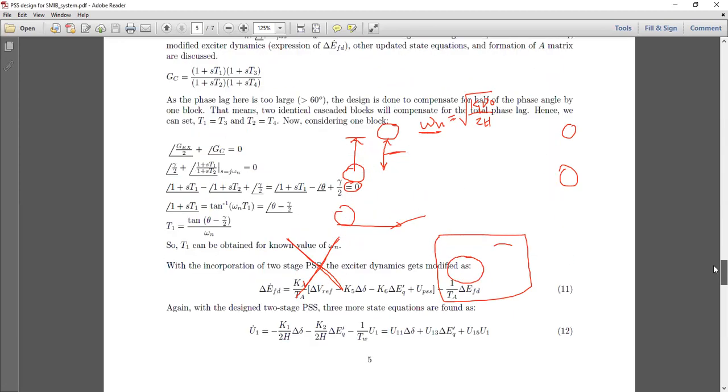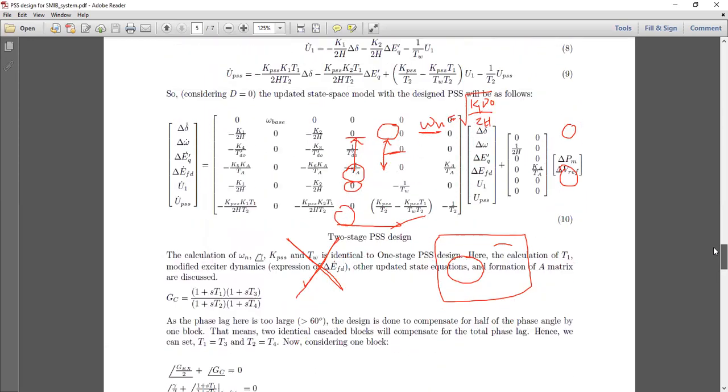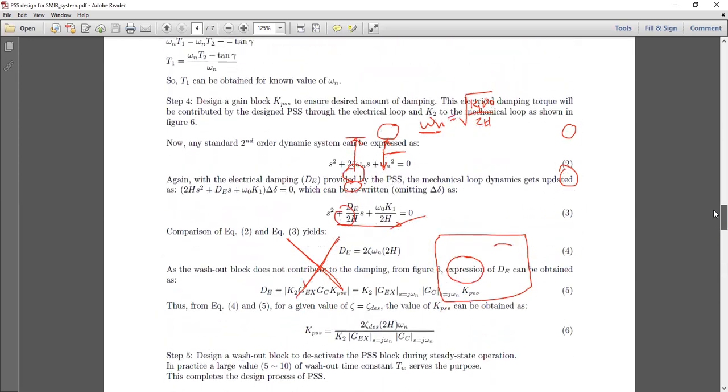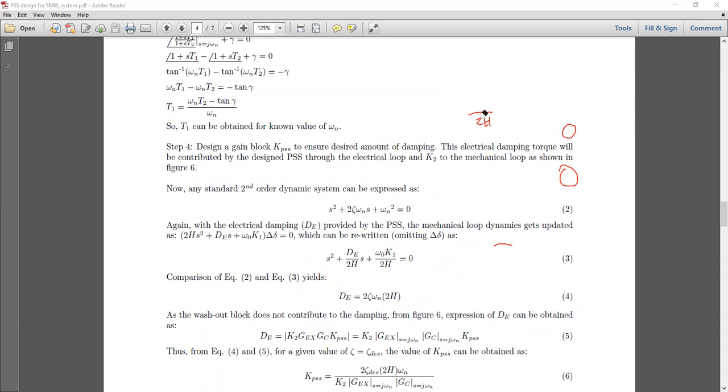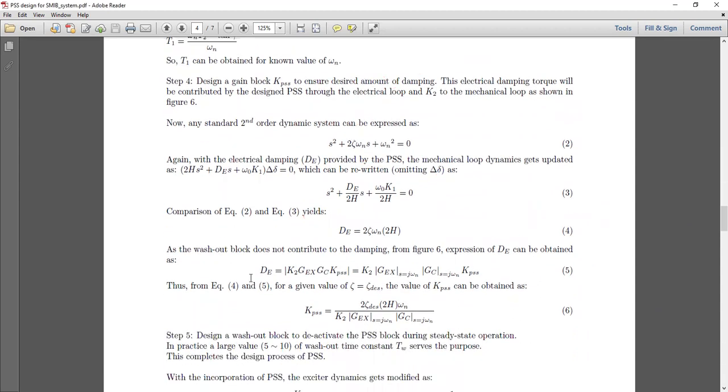So with this, we would get equation number 5. In equation number 5, we simply have delta E equals K2 GEX GC into KPSS, and the magnitude of that. Remember, these are transfer functions. GEX is a transfer function, GC is another transfer function. GEX is the transfer function that we calculated in step 2. Similarly, GC we probably took in step 3.